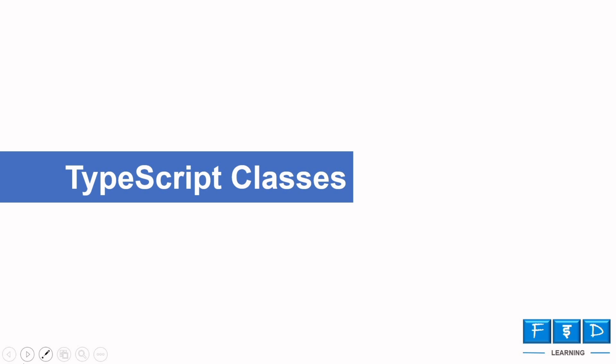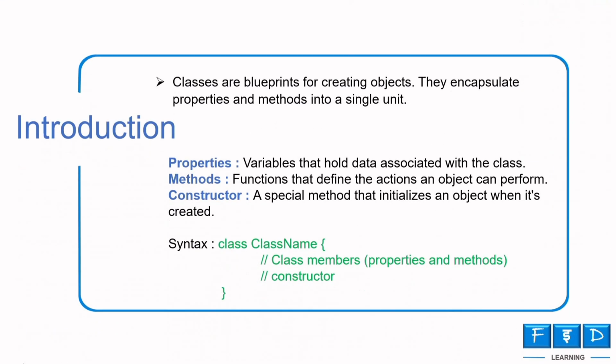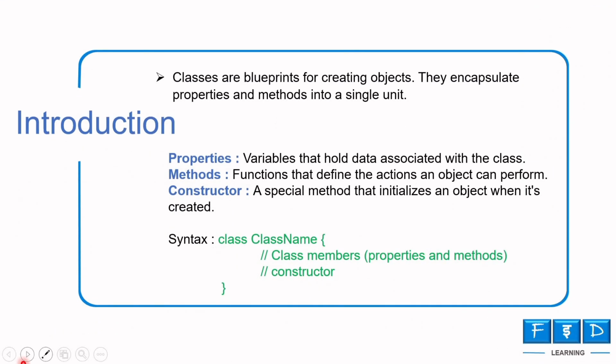Okay, now let's understand about classes. First, we will start with the definition. Classes are blueprints for creating objects. They encapsulate properties and methods into a single unit. And classes provide the features of object-oriented programming, so it makes our code more reusable, maintainable, and scalable.